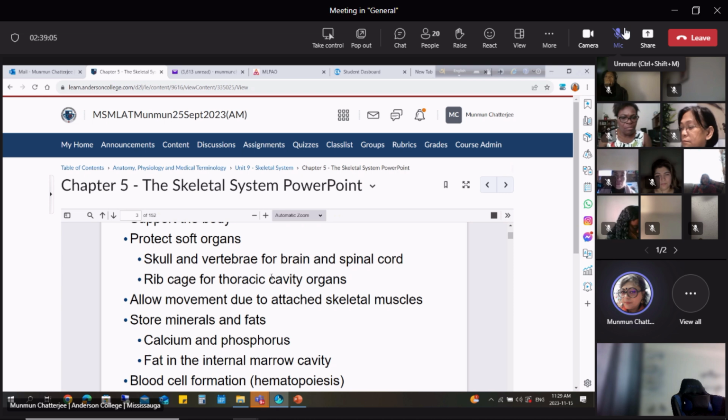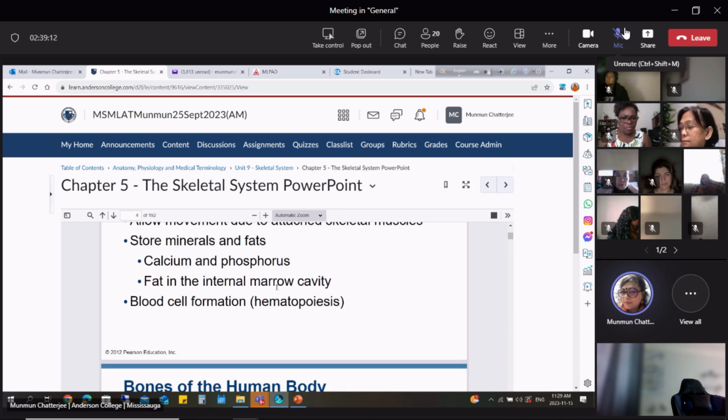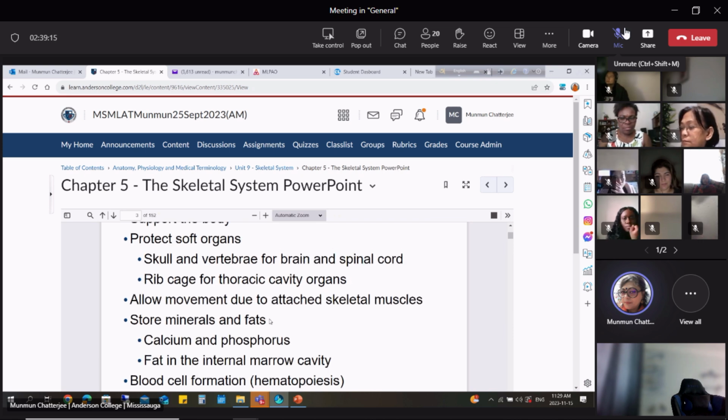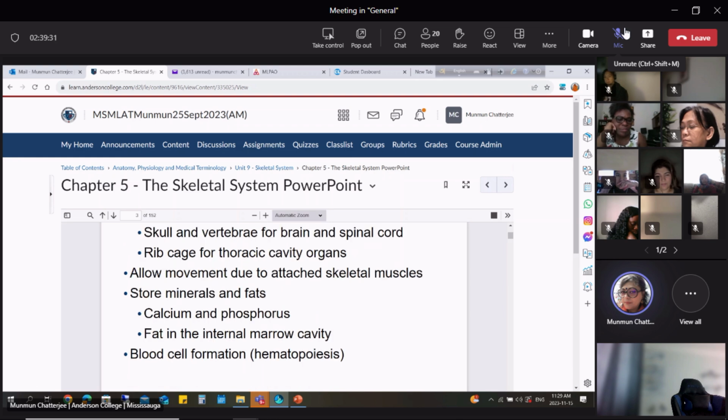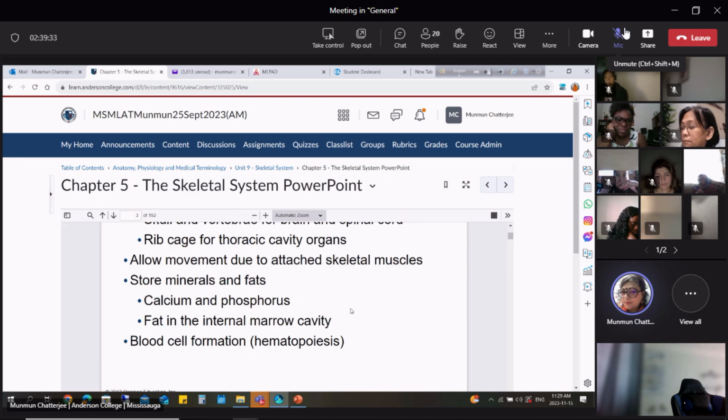Another thing it does is allow movement due to attached skeletal muscles, right? And also inside the bone, it stores minerals and fats. What type of minerals and fats? They store calcium and phosphorus. We know these are the two main components we need for bone formation. So calcium and phosphorus. And fat in the internal marrow cavity. They store some fats inside the bone marrow.